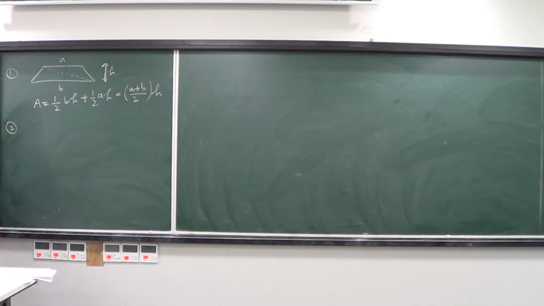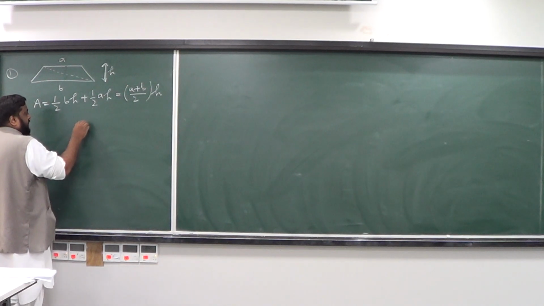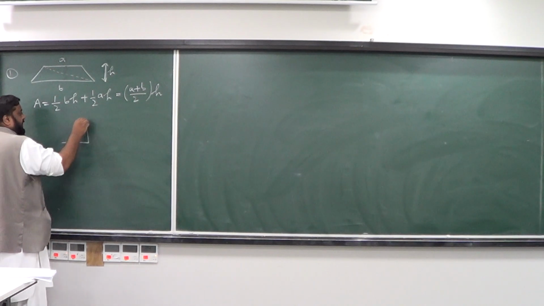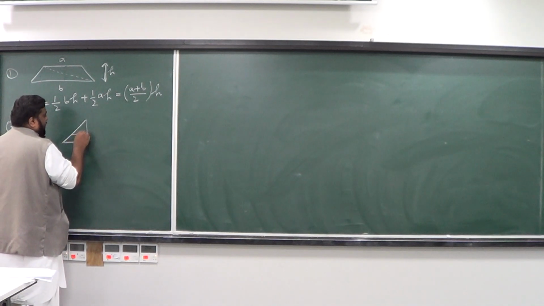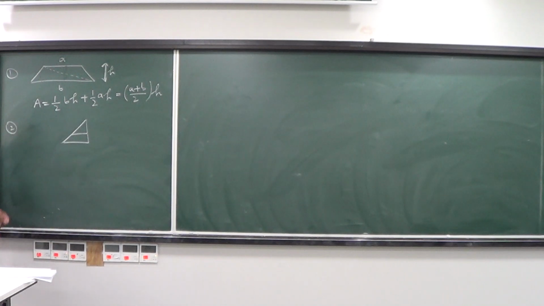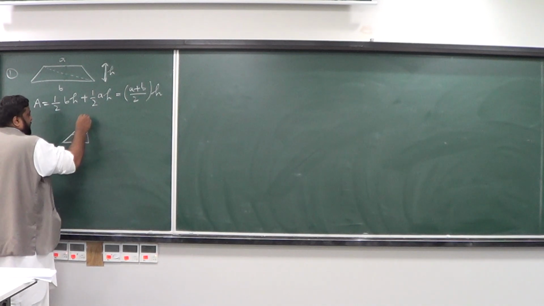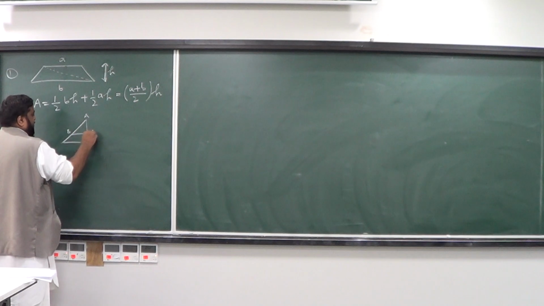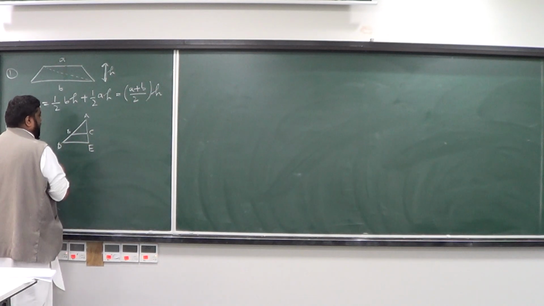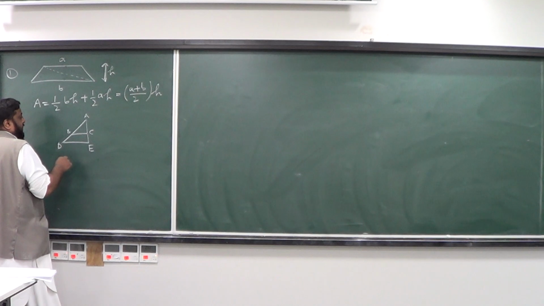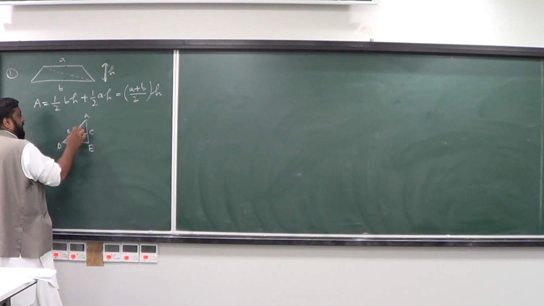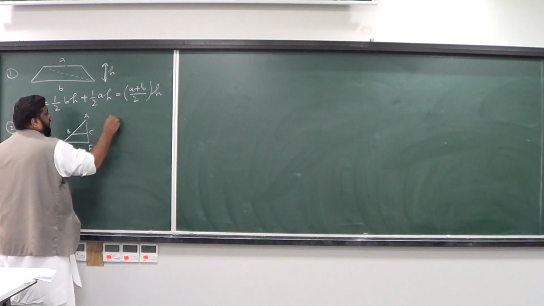Let me talk about fact number two. Fact number two is about similar triangles. Imagine I have one triangle that has a shape like this, and another triangle that has a shape like this. Let's give these names: A, B, C, D, and E.